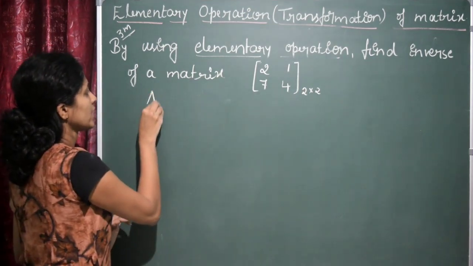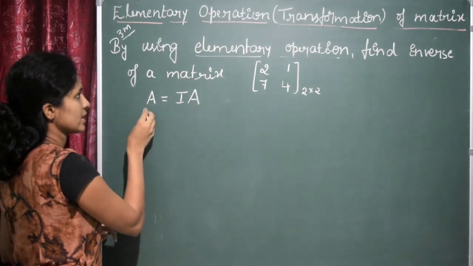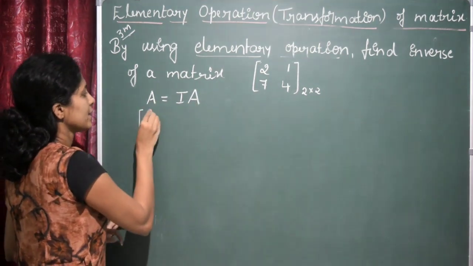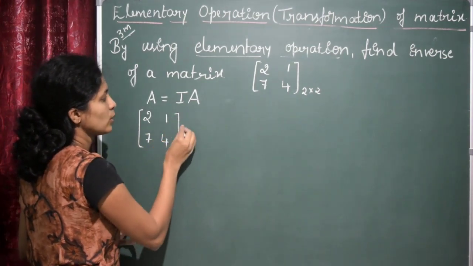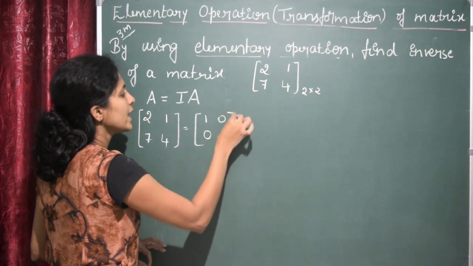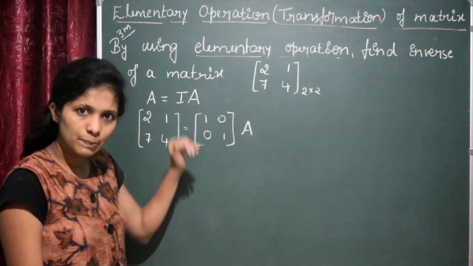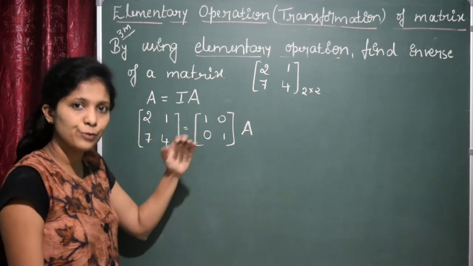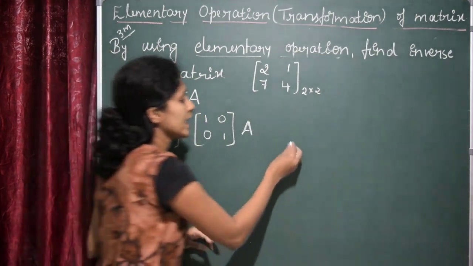First what you have to do, A is equal to I into A. Right? Identity into A. First I'll consider this is now matrix A, that is 2, 1, 7, 4. And this will be equal to the identity matrix, which is now 1, 0, 0, 1 into A. Okay. One more thing you have to remember while applying the row or the column operation. If you get any one full row or the full column equal to 0.